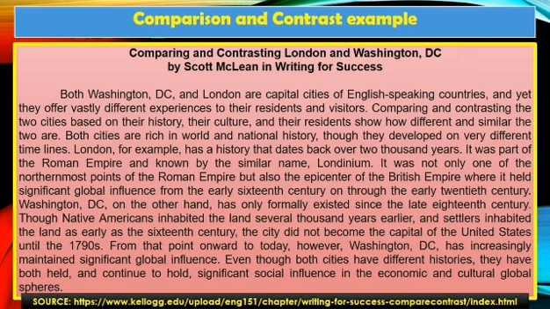Washington, D.C., on the other hand, has only formally existed since the late 18th century. Though Native Americans inhabited the land several thousand years earlier and settlers inhabited the land as early as the 16th century, the city did not become the capital of the United States until the 1790s. From that point onward to today, however, Washington, D.C. has increasingly maintained significant global influence. Even though both cities have different histories, they have both held and continue to hold significant social influence in economic and cultural global spheres.